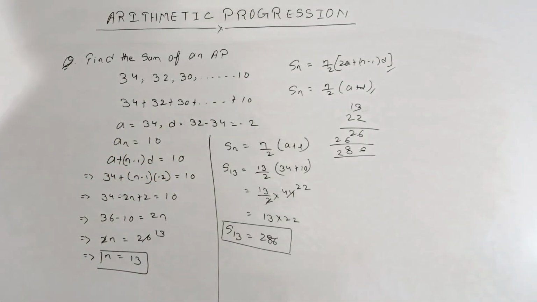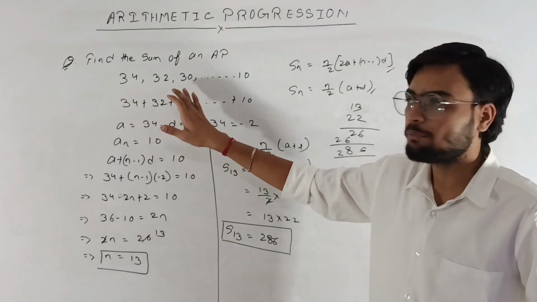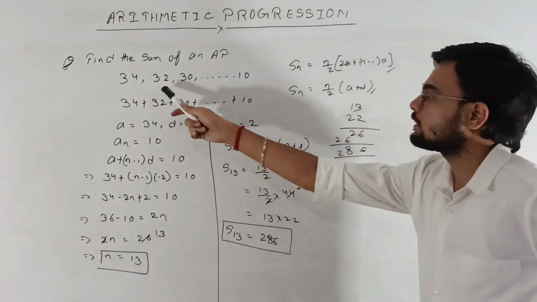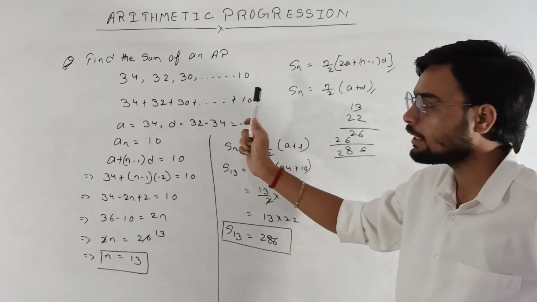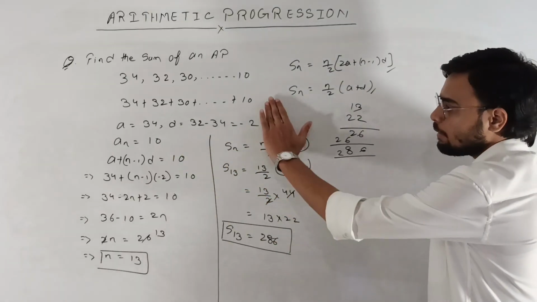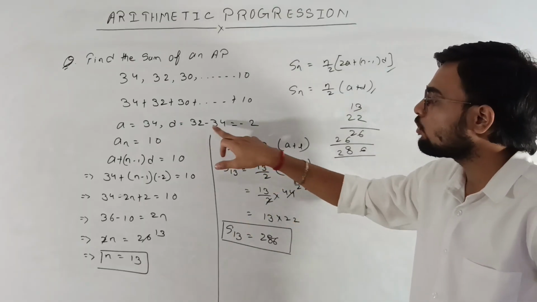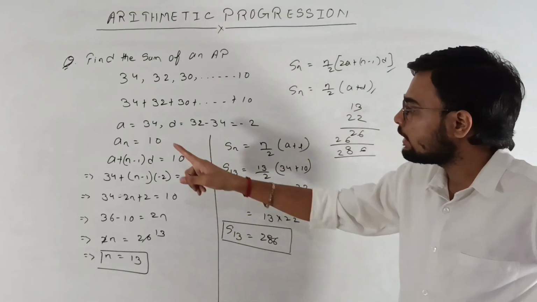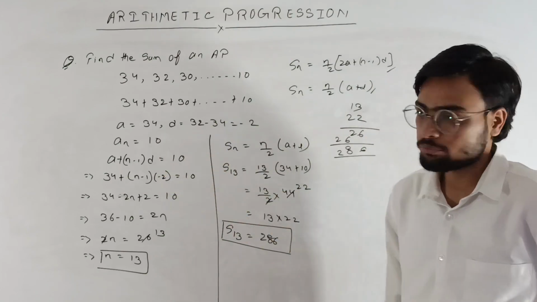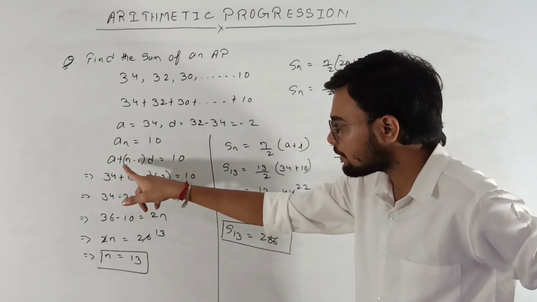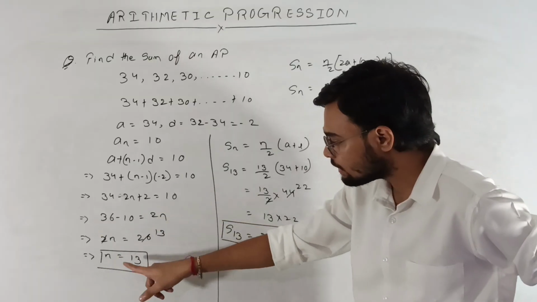Got it? Let's see one more time. We have an AP. The AP is 34, 32, 30, up to 10. We have to find the sum of this AP, so we have to find the sum of 34 plus 32 plus 30 up to 10. Now look, in this AP we have a, which is 34. We also have d, which is 32 minus 34, which is minus 2. And a_n is 10. This 10 is the last term of the AP. So a_n is equal to 10. Now, what is the formula for n? a plus (n minus 1) into d is equal to 10. From this, I find n is 13.